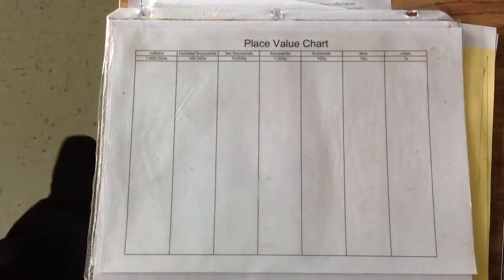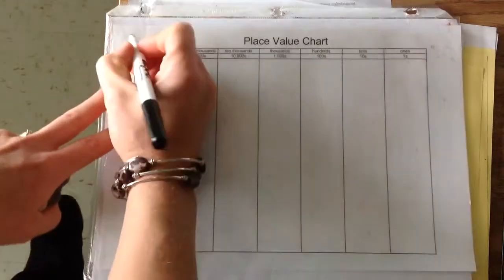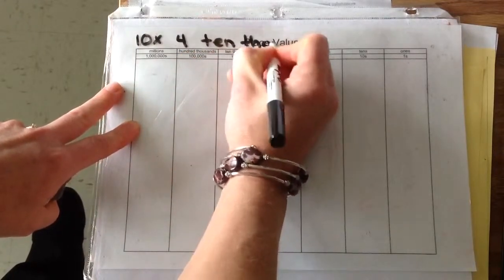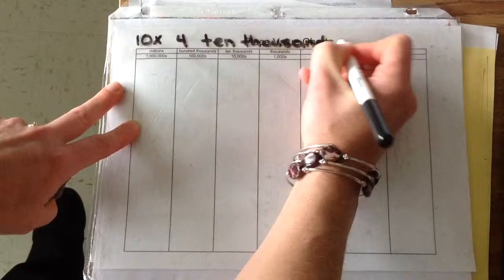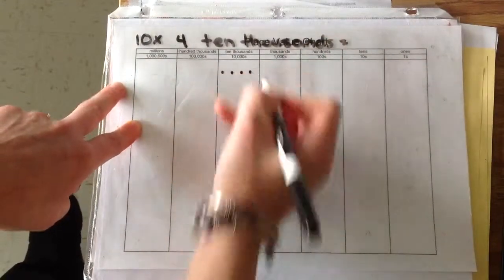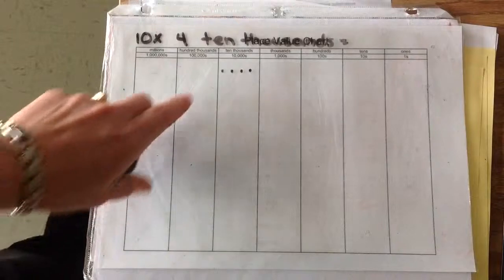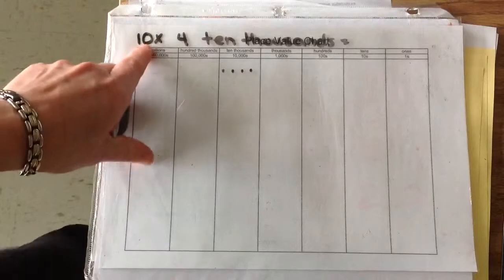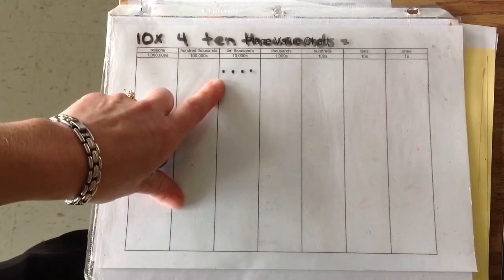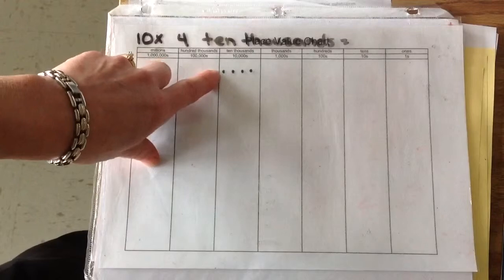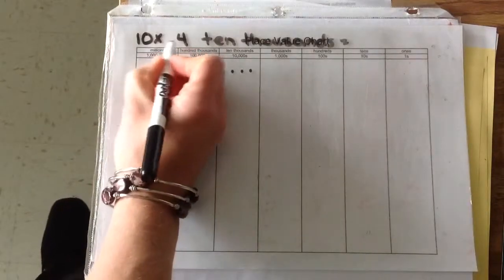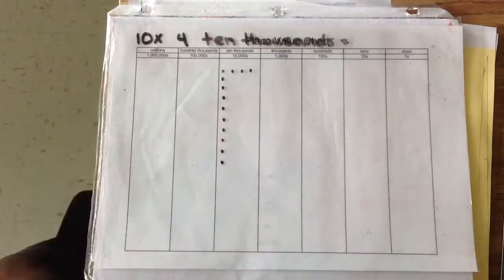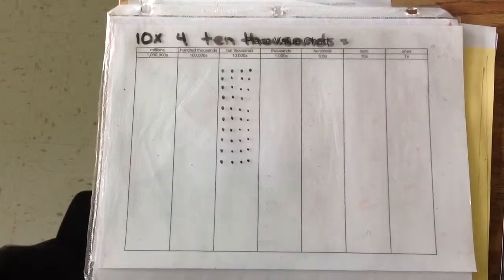Let's imagine I have 4 10,000s, and I want to do 10 times 4 10,000s. What am I going to start with? Well, hopefully you said 4 10,000s. So for each 10,000, I need to multiply each one times 10. It's going to be a lot of disks. So I'm going to multiply each of these by 10 because I want 10 times 4 of them. 10 times 1 is 10. And I'm going to do it for all of them. So it would look something like this.